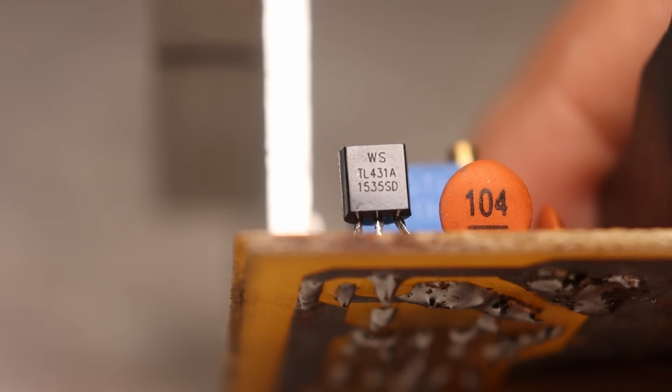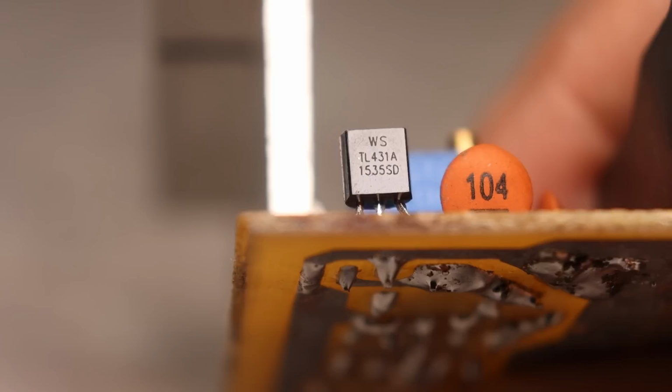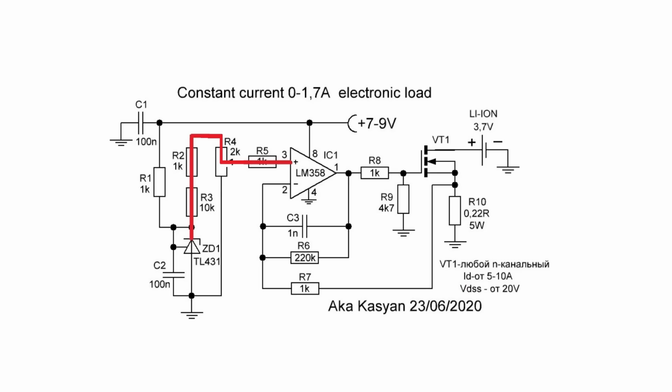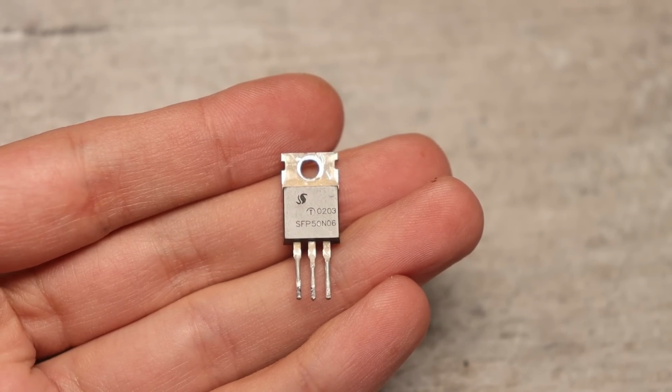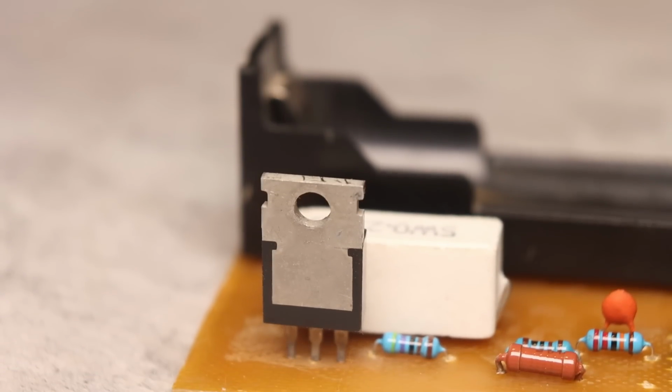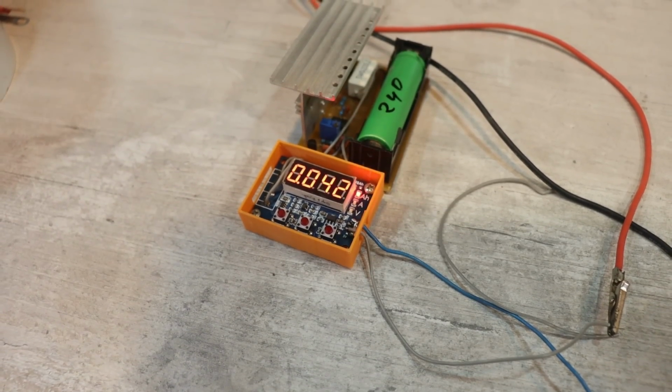The reference voltage of 2.5 volts is applied to one of the inputs of the operational amplifier. To the other input of the same channel of the op amp is applied a voltage which will drop on the shunt or current sensor. The op amp will compare these two voltages, and if there is a difference, it will slightly open or vice versa close the power transistor linearly, thereby maintaining a stable discharge current regardless of the voltage on the bank.